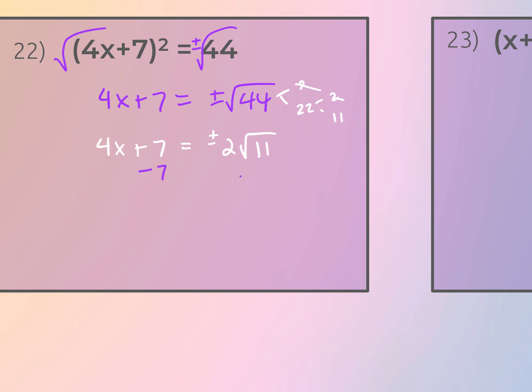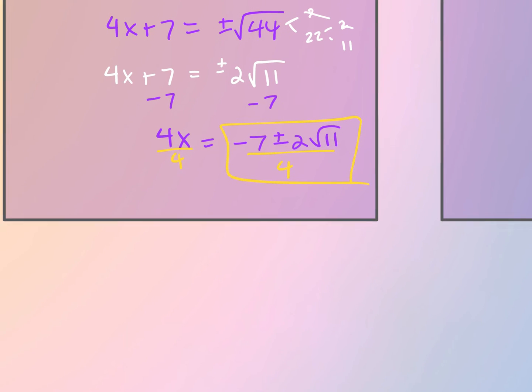Then I subtract the 7. So 4x equals negative 7 plus and minus 2 root 11. And the last step, divide by 4. So that whole thing is my answer. Negative 7 plus and minus 2 root 11 over 4.